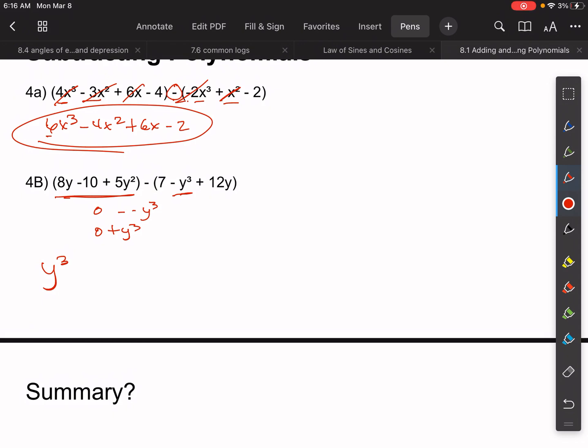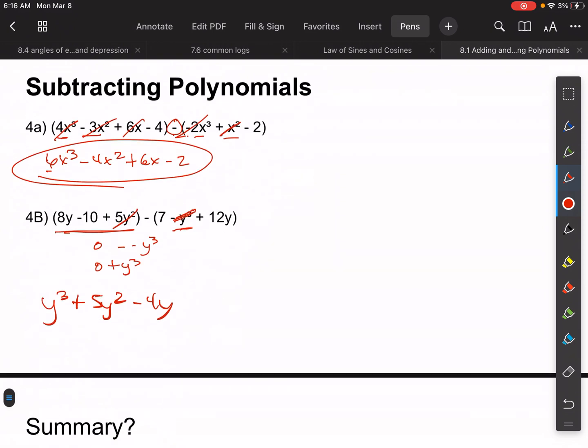For my next one here, let's go to the y squared term. So this one's gone. 5y squared minus no y squared would just be plus 5y squared. And then I have 8y minus 12y, which would be negative 4y. Sorry about that. And then I have negative 10 minus 7, which is negative 17.